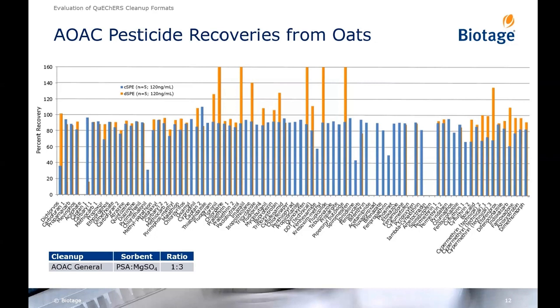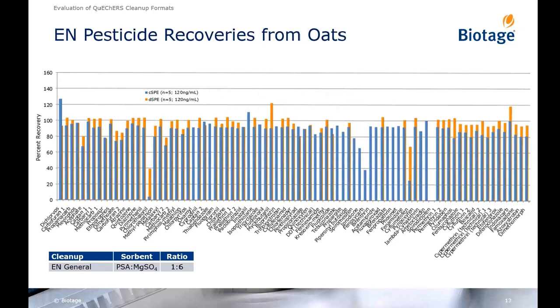Now, it's very difficult to see in this data. So you'll notice later on that I will actually bucket these results so you can have a better comparison. Now going to the European or the EN protocol in chemistry, you can see that the sorbent ratio for the general cleanup for EN is a little different. It's a 1 to 6 instead of a 1 to 3. And the results also seem a little different. But again, in the blue bars, we have the CSPE cleanups, and in the orange bars, we have the dSPE cleanups. Now, it's hard because there's 86 different pesticides that we're quantifying here.